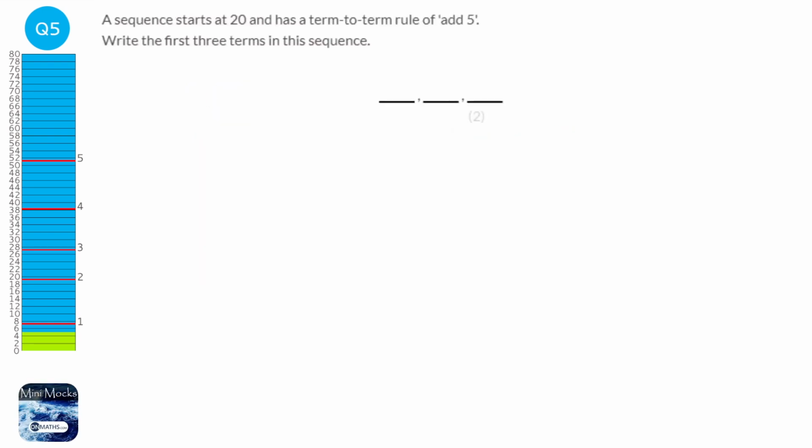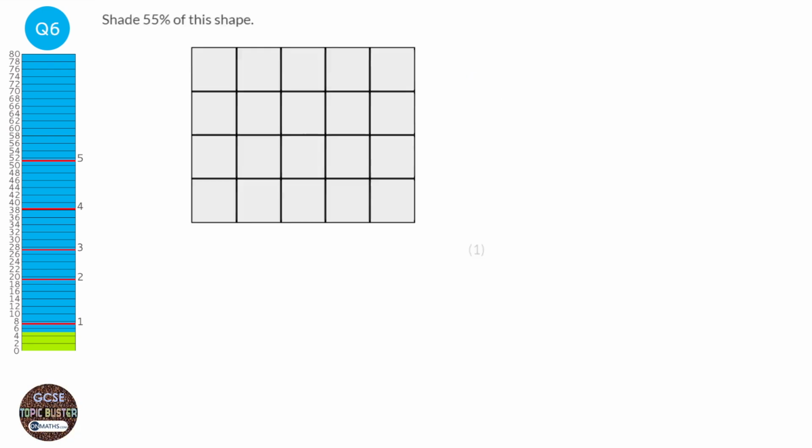So we're told the sequence starts at 20, so our first term will be 20. And we're told that the rule is add 5. So we're going to add 5 to that, and that would be 25 for our second term. Add 5 again, and that will be 30 for our third term.